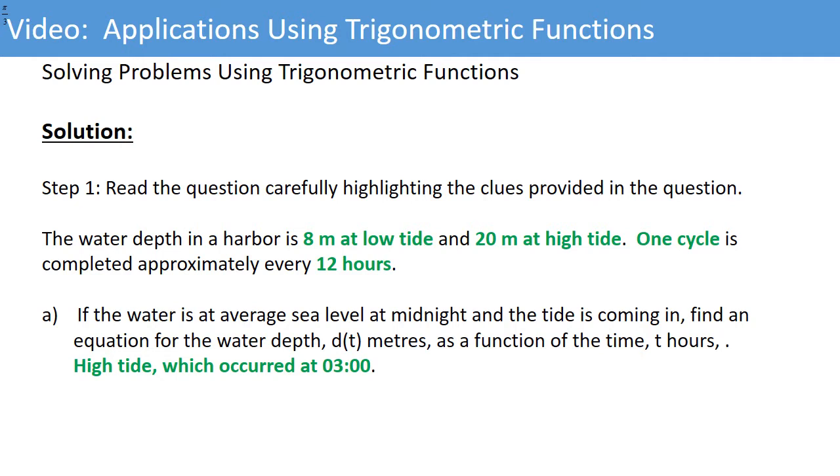If the water is at average sea level at midnight and the tide is coming in, which means the water is going to rise, find an equation for the water depth, we'll call it d in meters, as a function of time, which is t hours. One more clue here. High tide occurred at 0300 hours, 3 o'clock a.m.